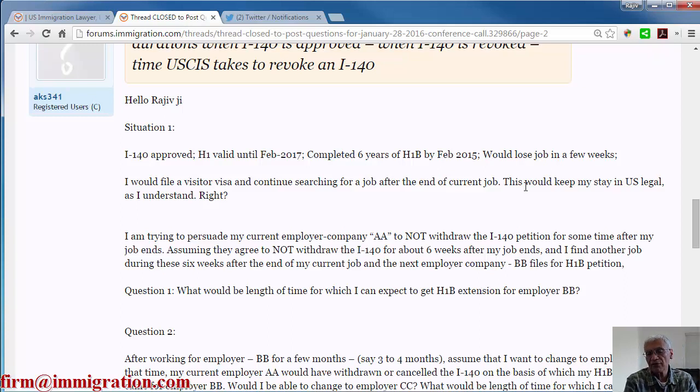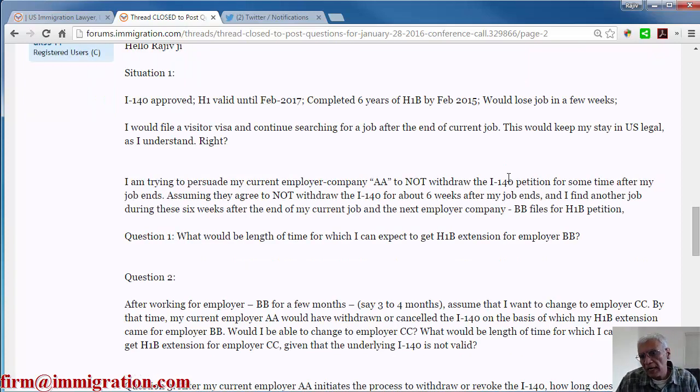The answer is yes. If an I-140 is still in play, and I have discussed the new regulations which actually give you even more rights. If the I-140 is still in play, you can get an H1 extension using an I-140 approved through any employer and get H1B extension through any other employer. There's no question about that. This is also quite clear. What would be the length of time for which I can expect to get my H1B extension for this next employer? And the answer I just gave you, it is uncertain. Best case is 3 years, worst case is whatever you have remaining on the current. But we have been able to get 3 years in most cases.